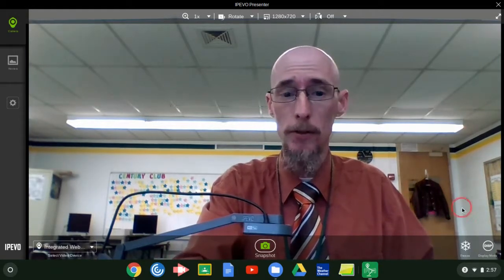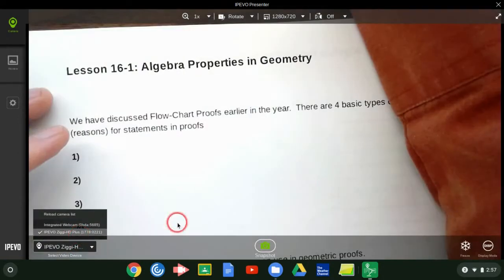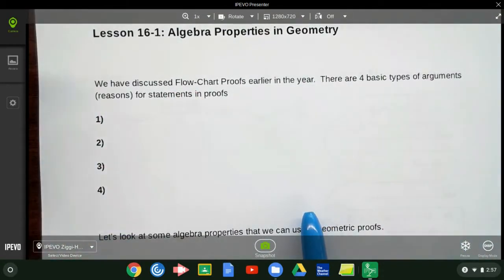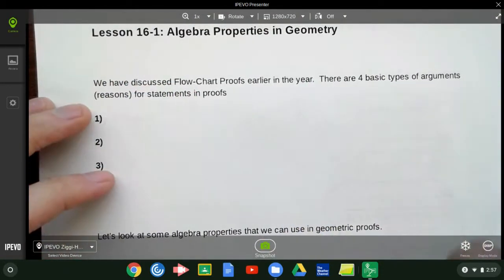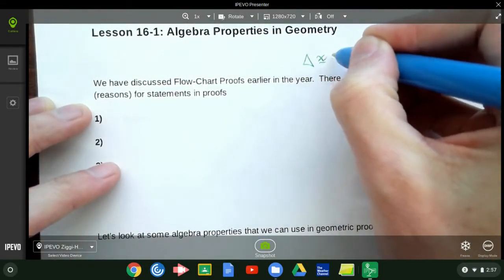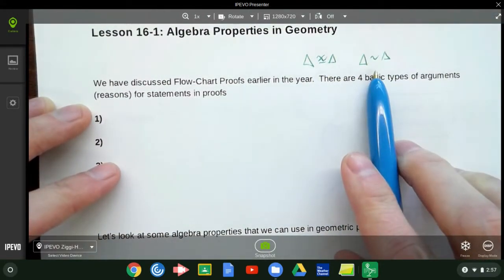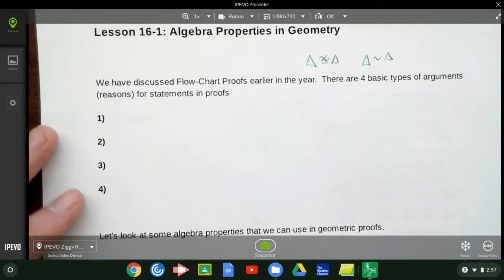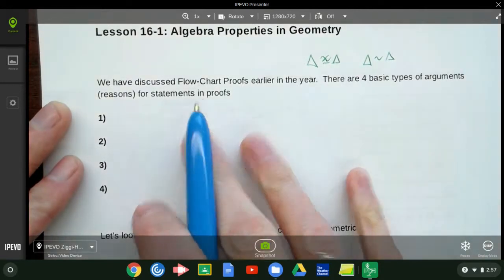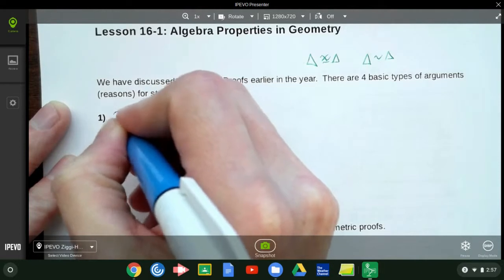So printing out your notes, let's take a look at our notes for this section 16.1. And here we go. We've already discussed flowchart proofs earlier this year. We did triangle proofs where we proved congruent triangles. We did similar triangle proofs. We've done a lot of these types of things. And in all of these, they're all based on four basic arguments, the four things we use to defend our statements in proofs. The first is definitions.